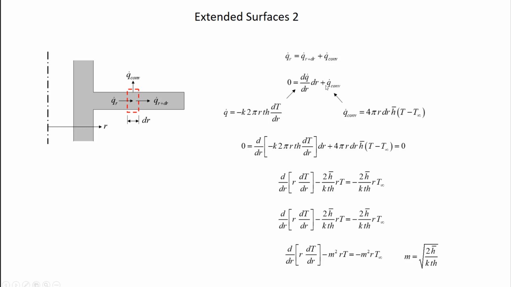So I substitute these two into here. I'm going to divide through by everything in the highest order derivative that's constant. So minus k 2 pi, not r, that's definitely not a constant, and the thickness, and I'll divide through by that, and this is what I get.